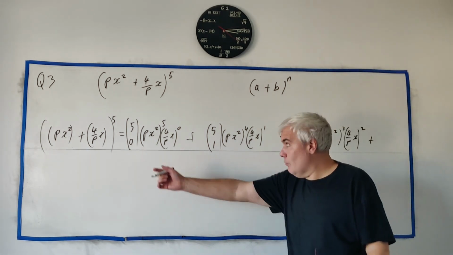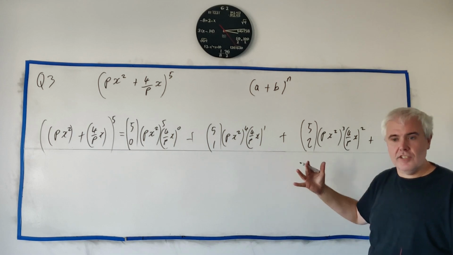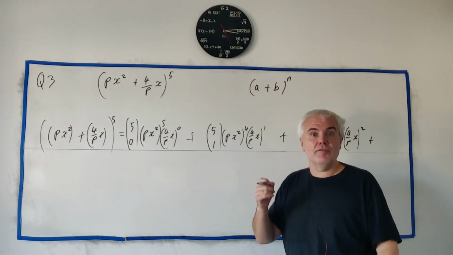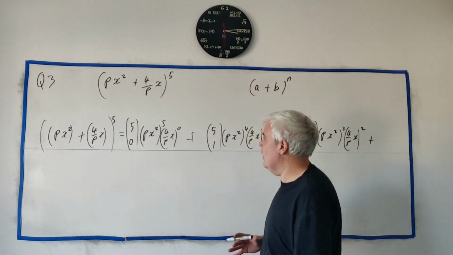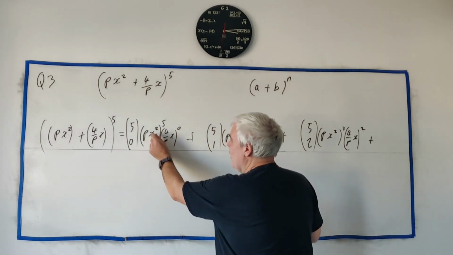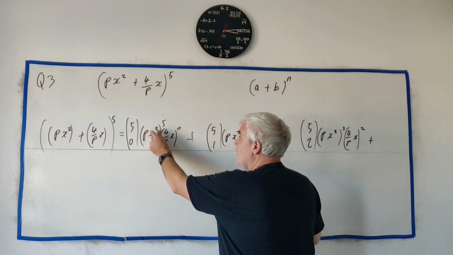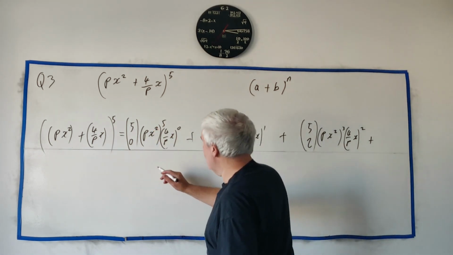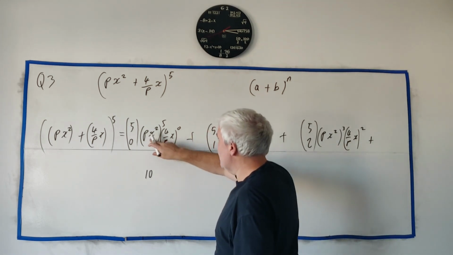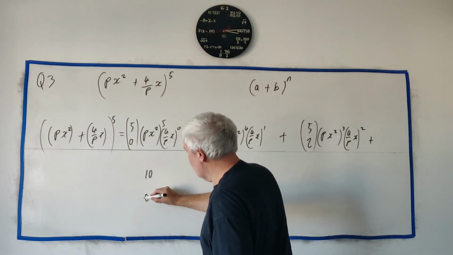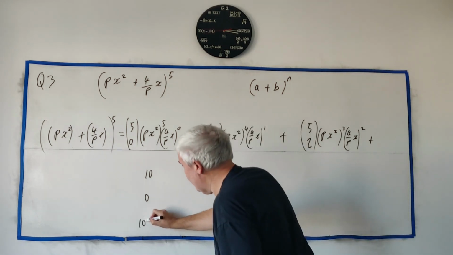Now the question is, which or how many of these do we have to do to get x to the power of 7? And what's really helpful here is to think ahead a little bit. For example, this guy here will have x squared to the power of 5, and then x to the power of 0. We're going to get x to the power of 10 and another x to the power of 0. Total, we're going to get 10 out from this.